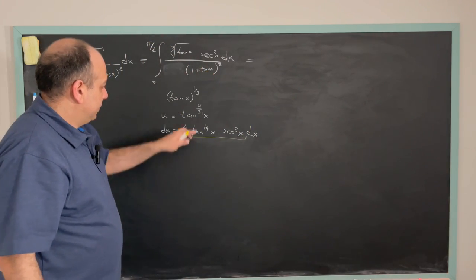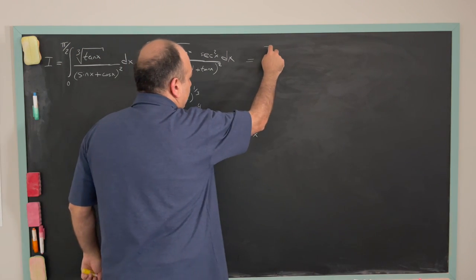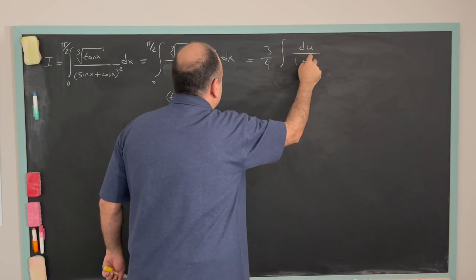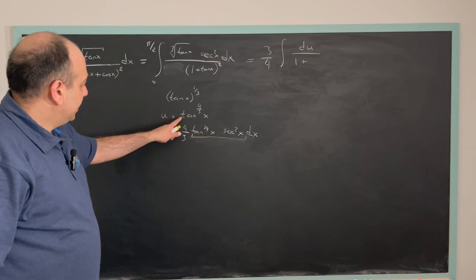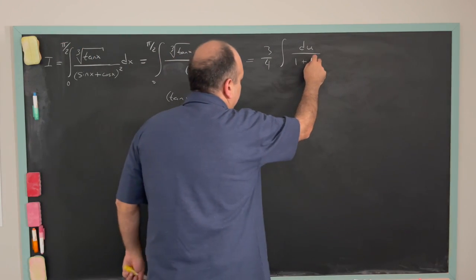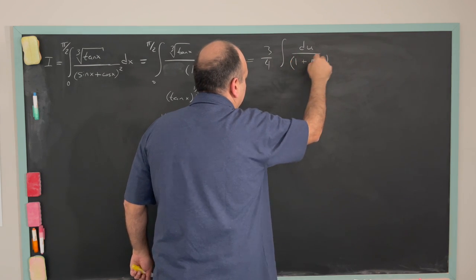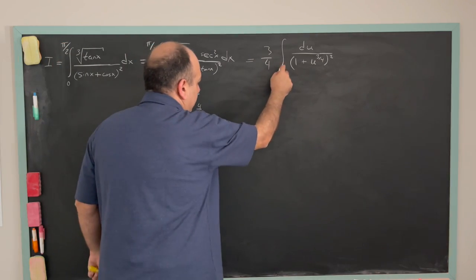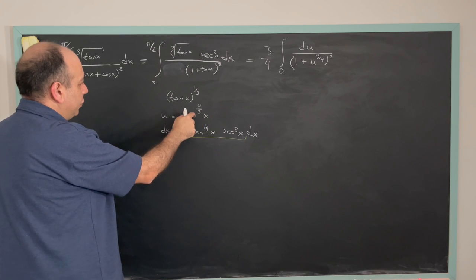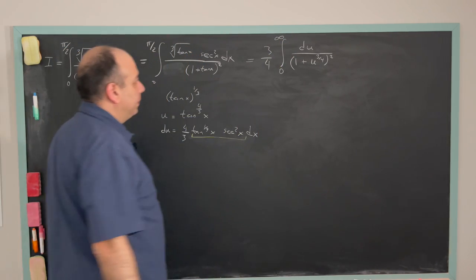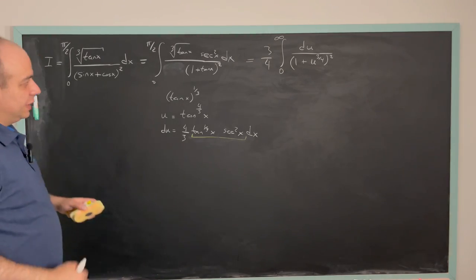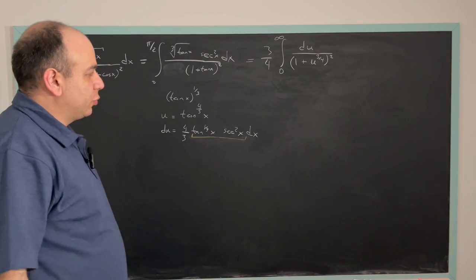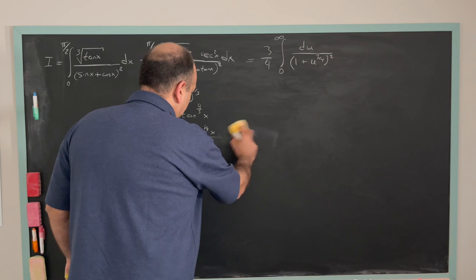So instead of this, I can write 3 over 4 du over 1 plus tangent x squared. So what is tangent x? Tangent x is u to the power 3 over 4, and I have the square of that. The limits are from 0, and when x goes to pi over 2, tangent is infinite, so this is infinity. Good, so we already have a simpler expression, but I have this 3/4 power. So this was good.